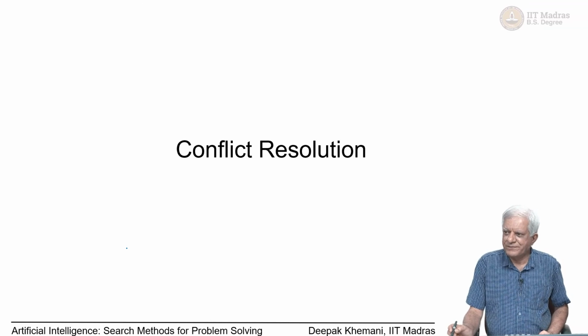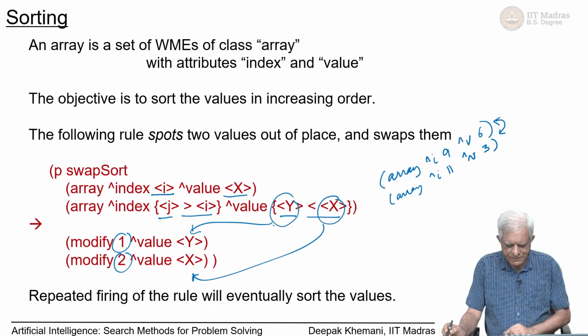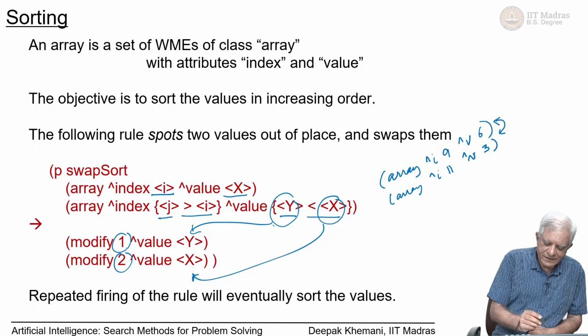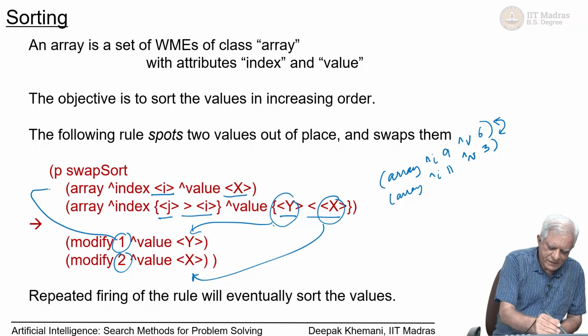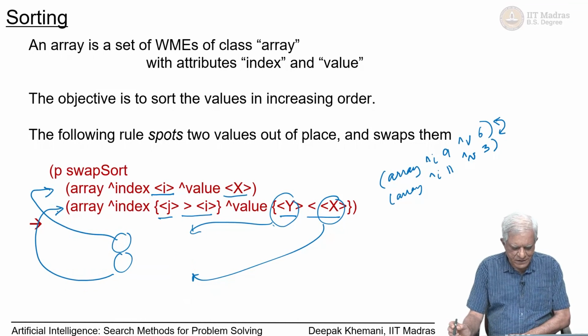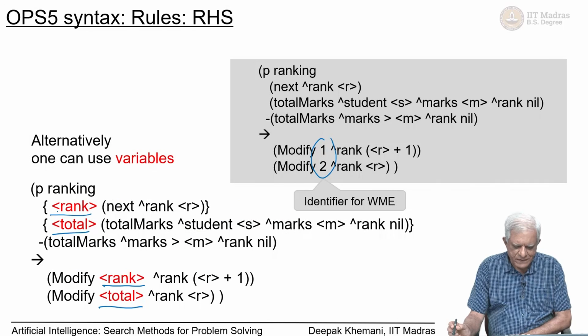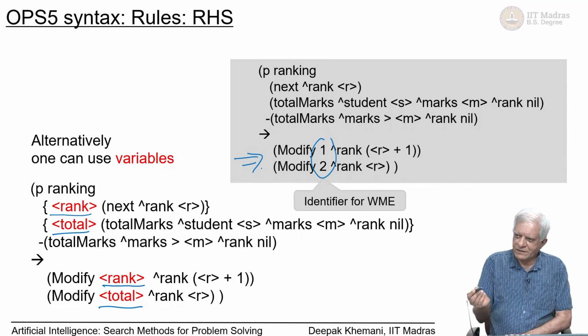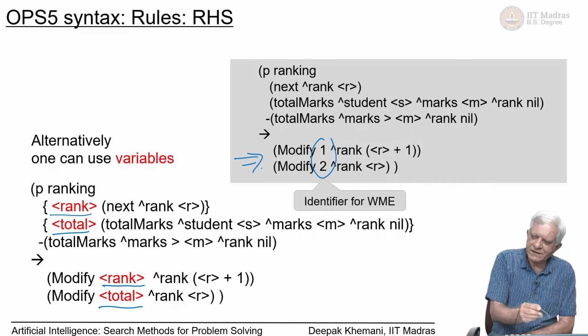My doubt is, are the 1 and 2 referring to the index, the modify 1, modify 2? Not the index. It refers to, this is the first pattern and this is the second pattern. So, that is what we saw here. Here also you can see that it is the identifier for the working memory element, which is why we said that maybe you will find it useful to give them names and then say change in those names.